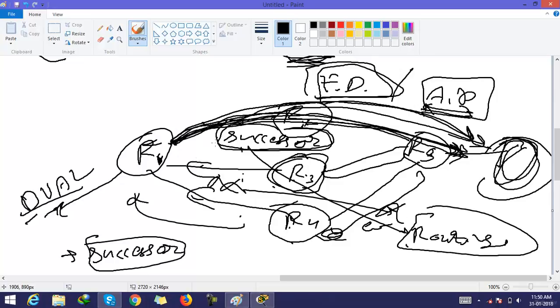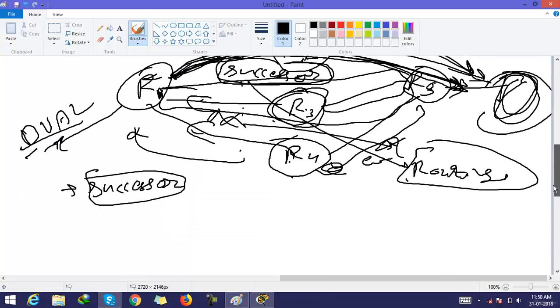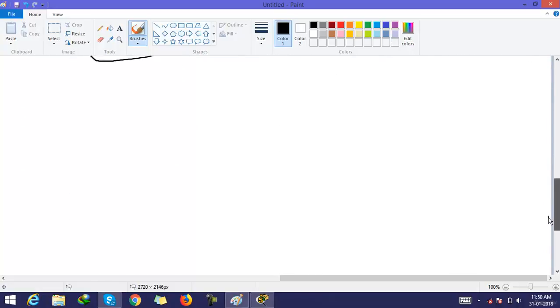There is a condition where a second path is also shown in the routing table. For going to this topic, we need to know about the feasible successor, that is FS. Feasible successor.